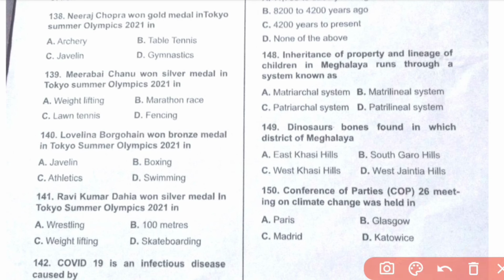148. Inheritance of property and lineage of children in Meghalaya runs through a system known as the matrilineal system. Dinosaur bone was found in West Khasi Hills, Meghalaya. The Conference of Parties, COP 26, meeting on climate change was held in Glasgow.